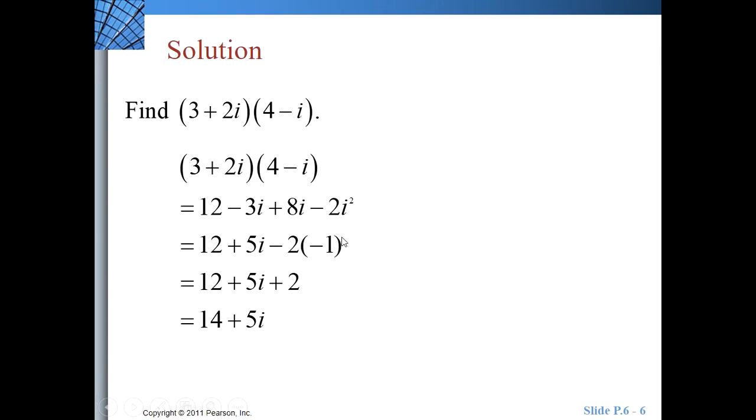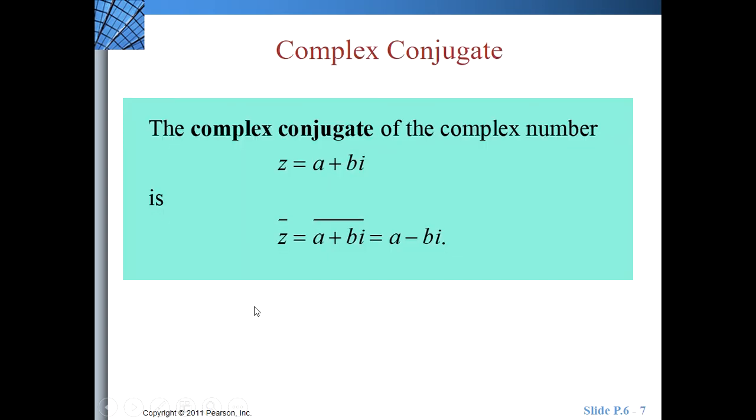So i squared is negative 1. So negative 2 times negative 1 is, ding ding, a positive 2. You can add that to the 12 and we get 14. Whenever you FOIL 2 complex numbers, no matter what those numbers are, you should get another single complex number like that. Okay?